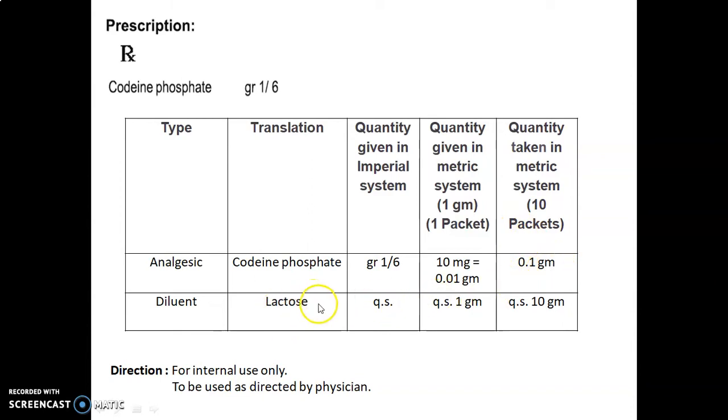Second one is lactose, which is used as a diluent. Quantity given in the imperial system is quantity sufficient. Quantity given in the metric system for preparing 1 gram, that is 1 packet of powder, is quantity sufficient to prepare up to 1 gram. And quantity taken in the metric system for preparing the 10 packets, that is 10 gram, is quantity sufficient to prepare up to 10 gram. Direction: for internal use only and to be used as directed by physician.